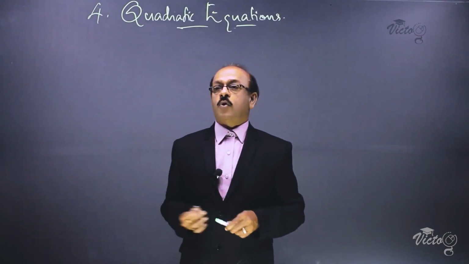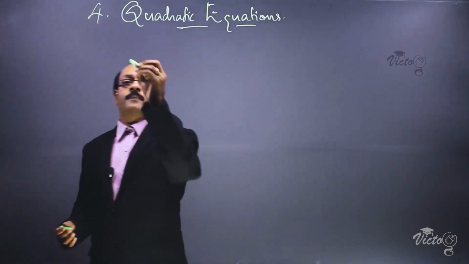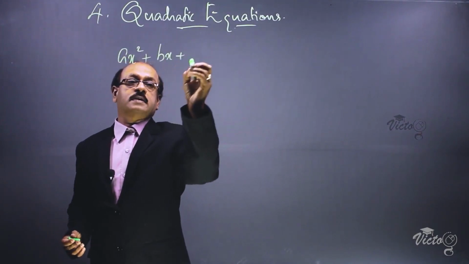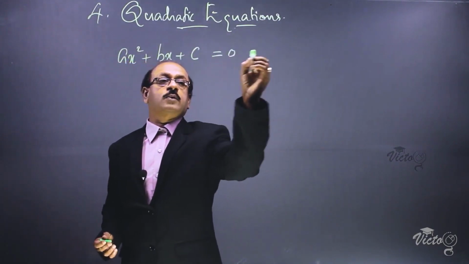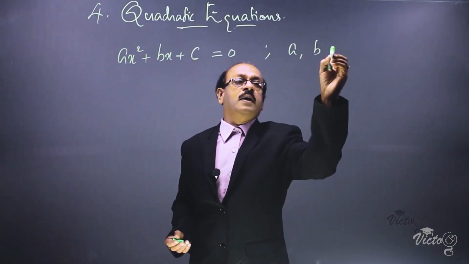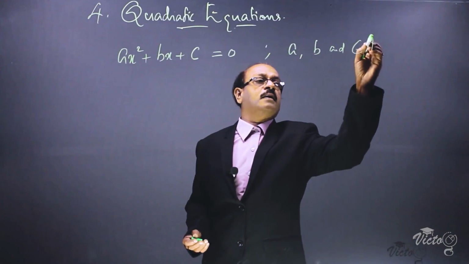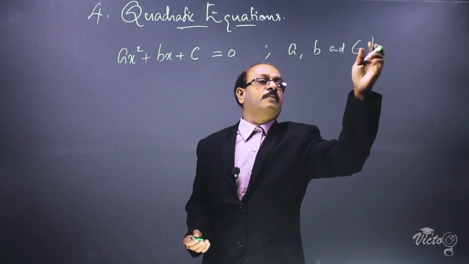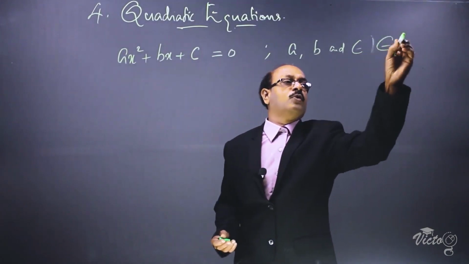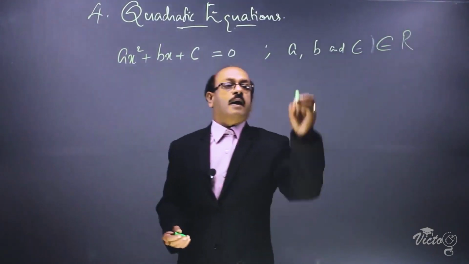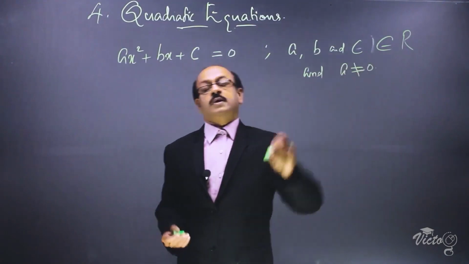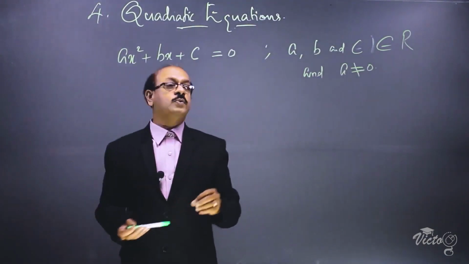The standard form of a quadratic equation is ax square plus bx plus c is equal to 0. The condition is a, b and c are real numbers, belonging to R, and the most important condition is a should not be equal to 0.